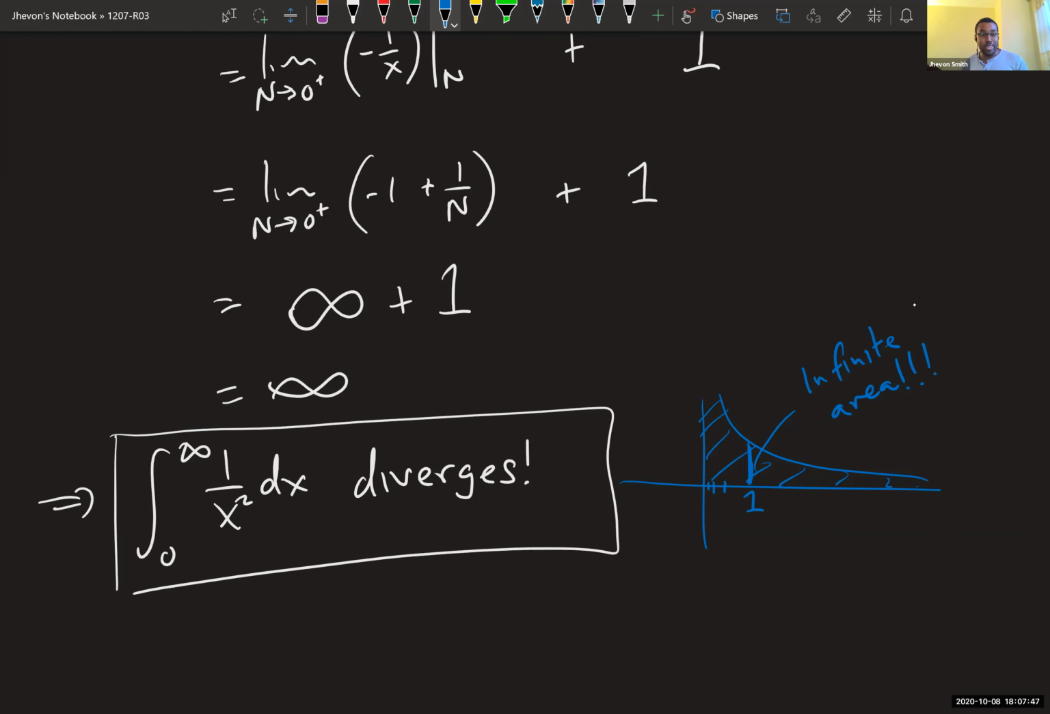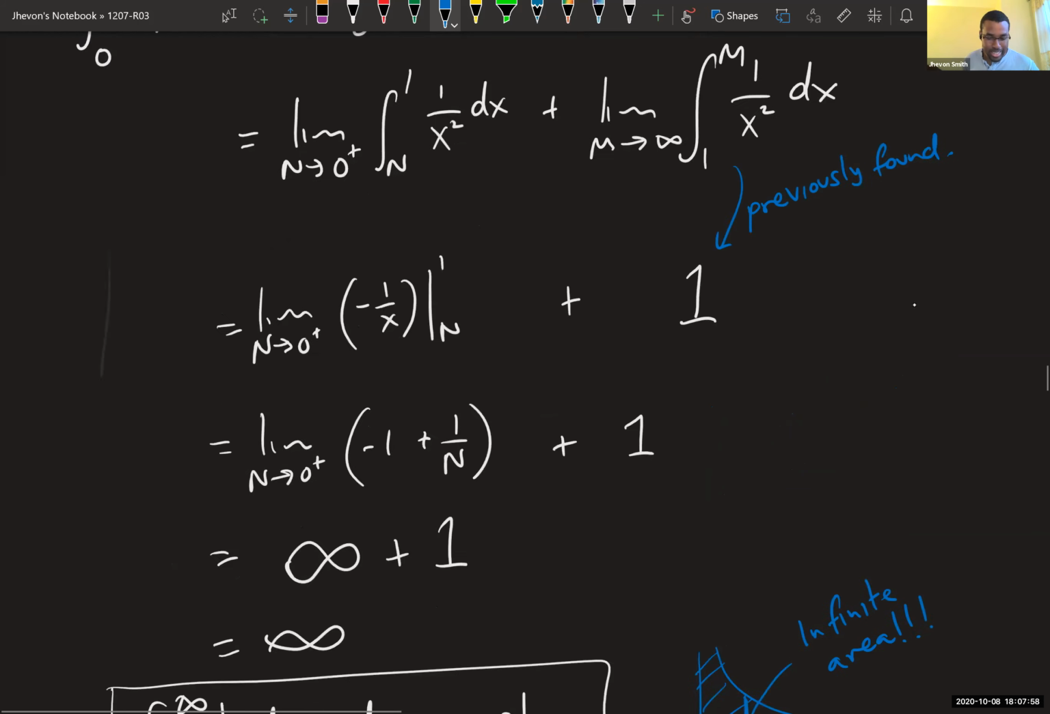Another reason why division by 0 is so bad, right? It's very hard to escape a division by 0. I can go off to infinity and it's easier to deal with than a division by 0. So that's something to keep in mind.